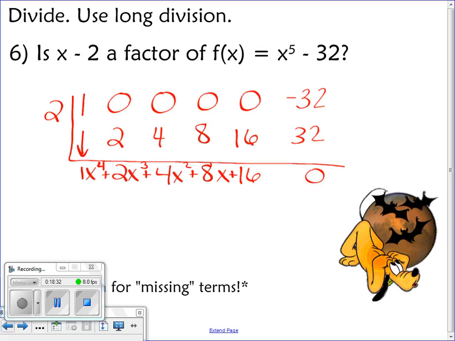Now, what happens, though, if I'm trying to divide by, like, x squared minus 2? You can't do it with synthetic. You'd have to use long division. And again, synthetic is only if it's x plus or minus a number. Plus or minus a number. It could be either way. All right.